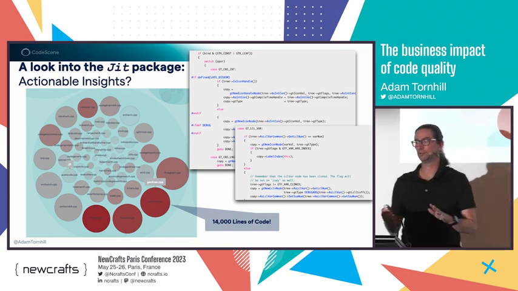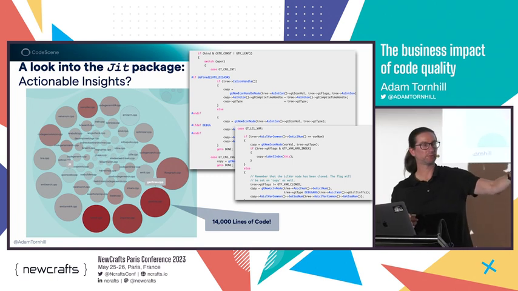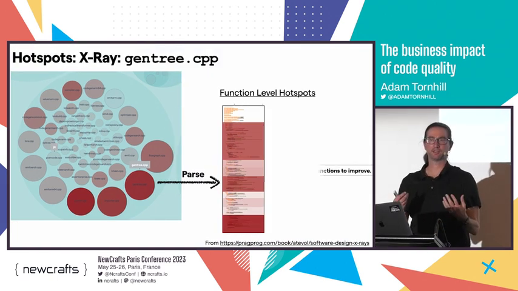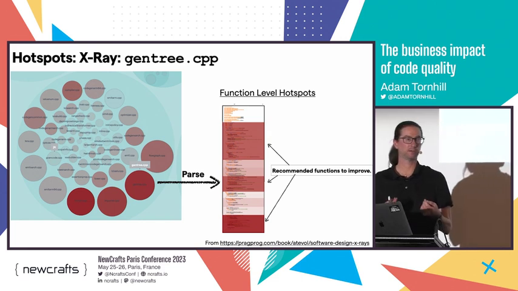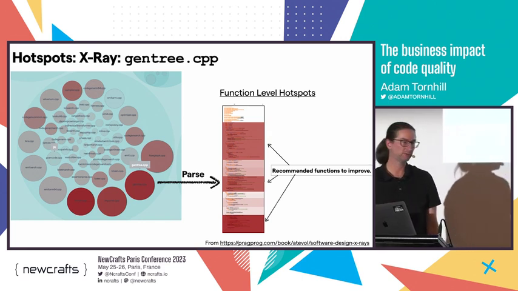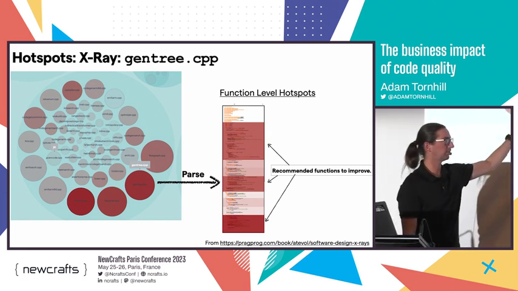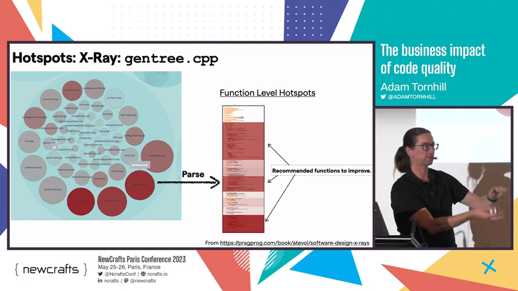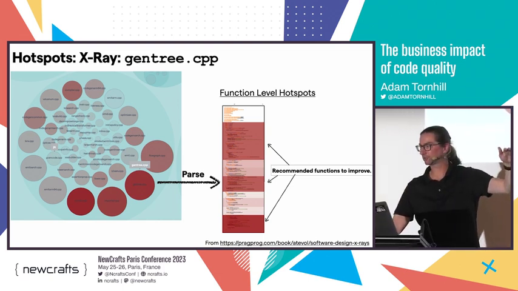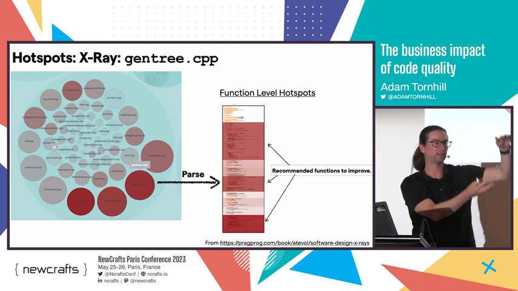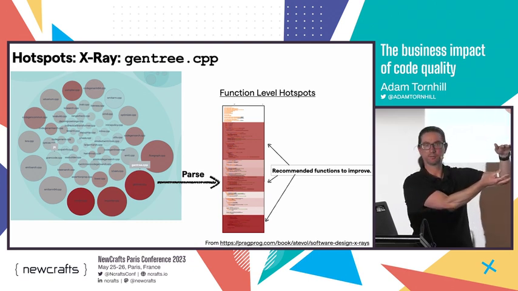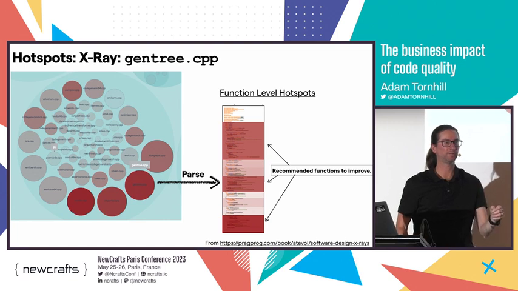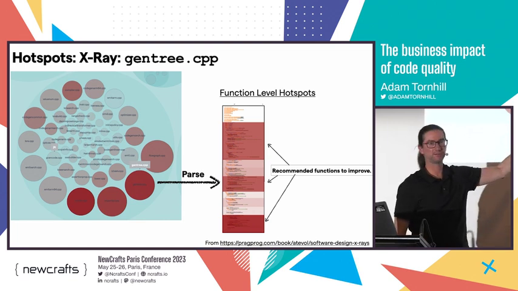So what we need to do is be much, much more specific in our recommendations. For that purpose, I use another behavioral code analysis technique that I call hotspots X-ray. When I come across these really complicated hotspots, I take them and parse them into separate function blocks. Then I look at the Git log to see where each commit hits over time, and I sum it up so that I get hotspots at the function level. Let's make this specific by looking at the X-ray of gentry.cpp.